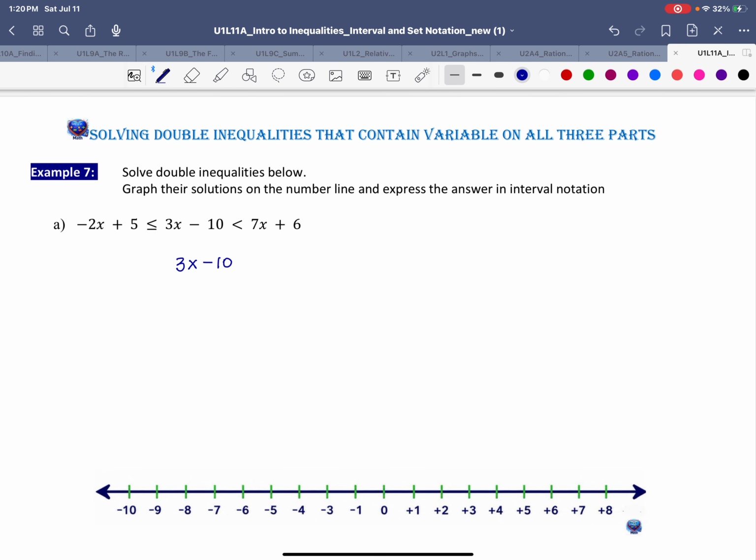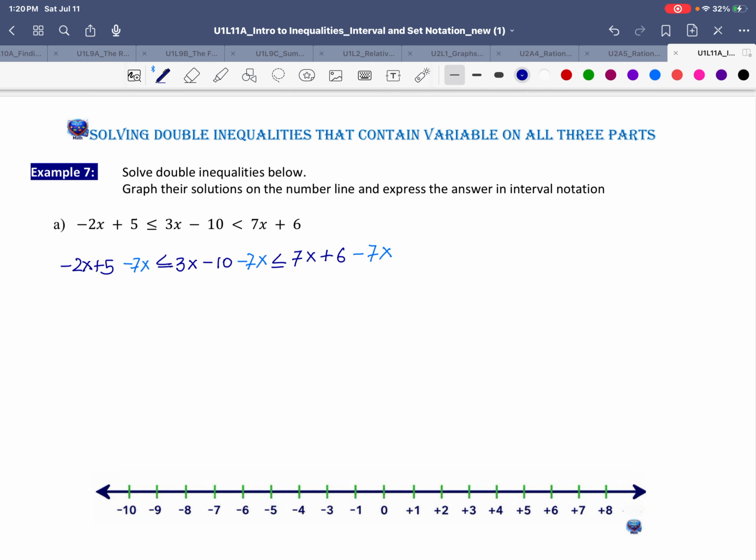Now we know that in order to eliminate a variable term or any term, we have to perform the opposite operation. So if you have 7x plus 6 on the right side and we want to eliminate 7x, then we have to subtract 7x from all three parts of the inequality. Let's see what happens. We're going to write all the sides the way we have and subtract just 7x from each part of them.